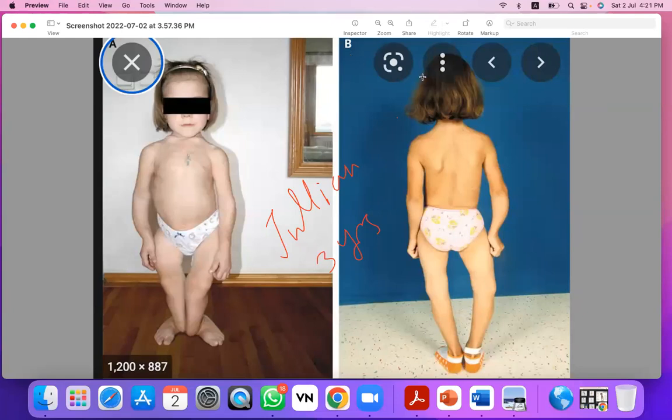Yes, there is alopecia. Any specific area or generalized? Frontal balding, yes.